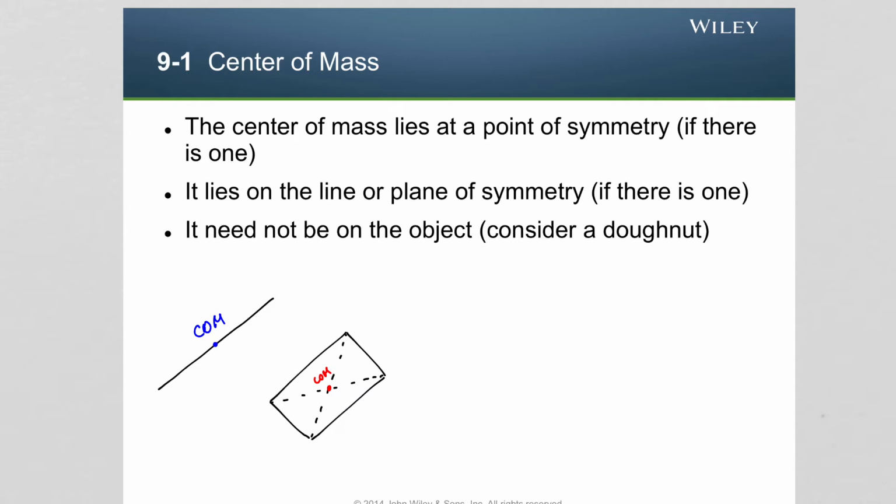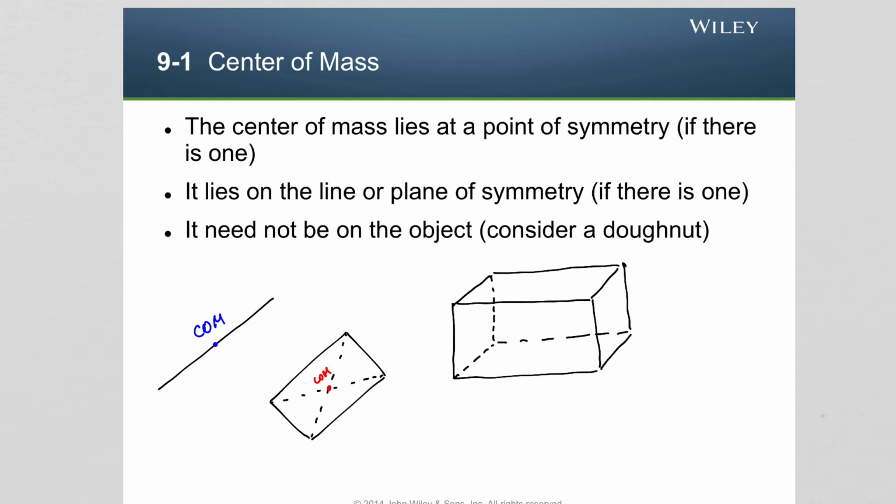So this is a line of symmetry. For a rectangular prism like this one, the center of mass is going to be located at the intersection of the diagonals. So this is where the center of mass is.